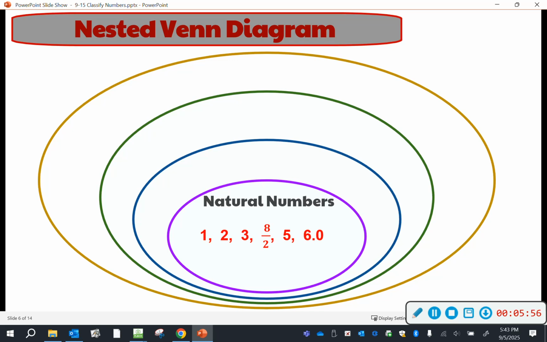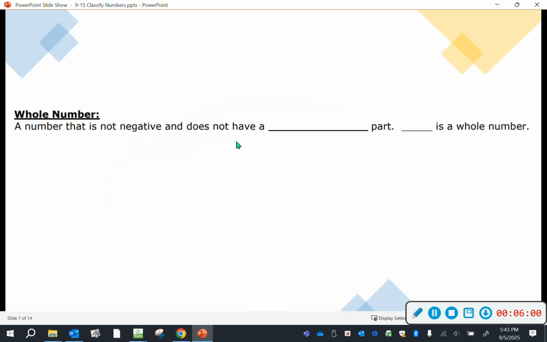All right, let's go to the next outer circle. We're going to the blue circle. We're going to talk about whole numbers. A whole number is non-negative and does not have a fractional part. Okay, so go ahead and get your pen or your marker and write in fractional.